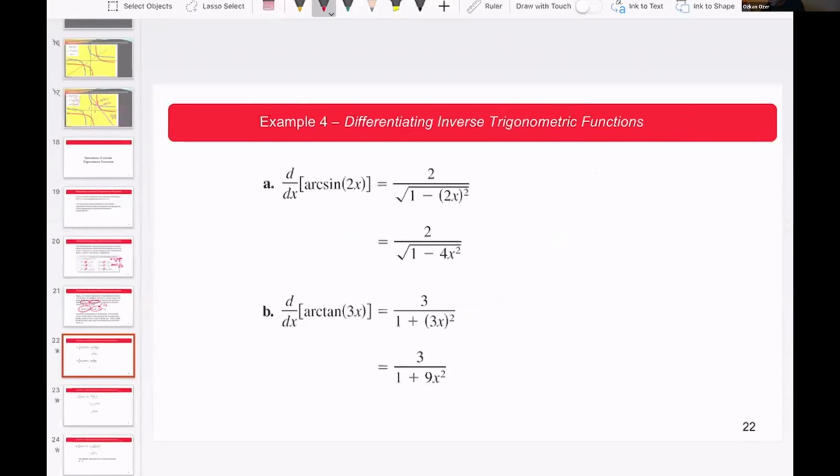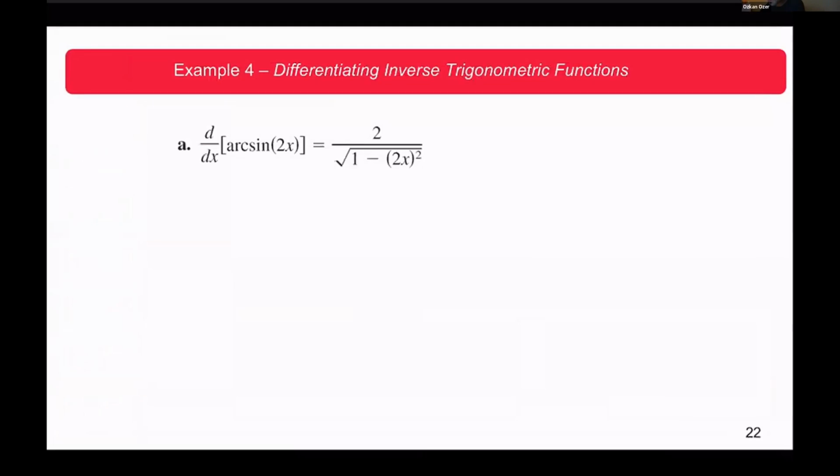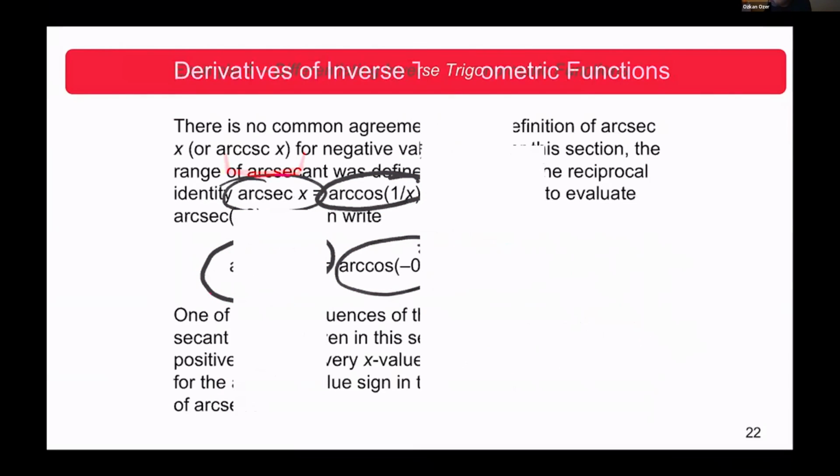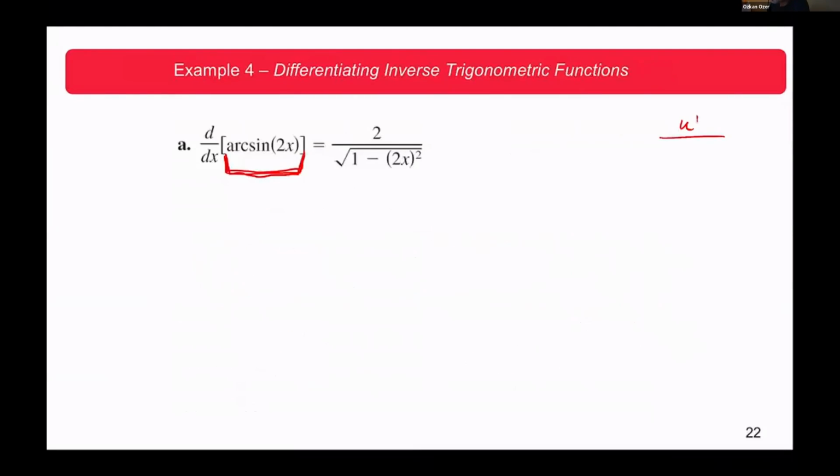Okay. All right. So here we go. We have some examples here. Why don't we go through that? Let's say I have arc sine 2x. Let me bring back this formula card here. Arc sine of u has the derivative u prime over radical 1 minus u squared. Let me write it here: u prime over radical 1 minus u squared, right?